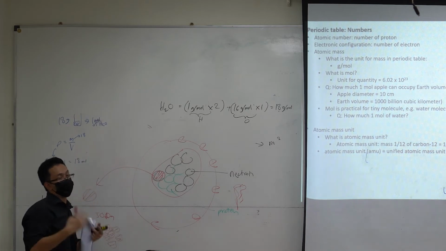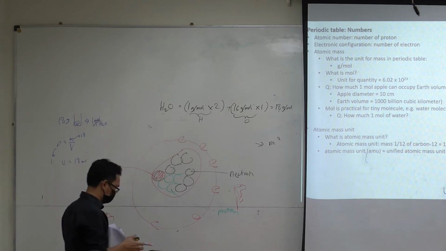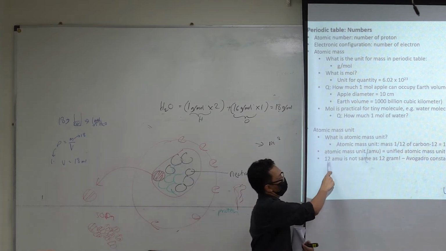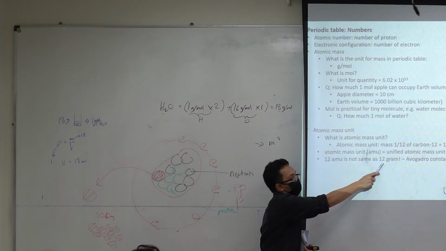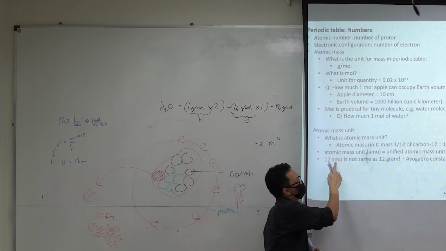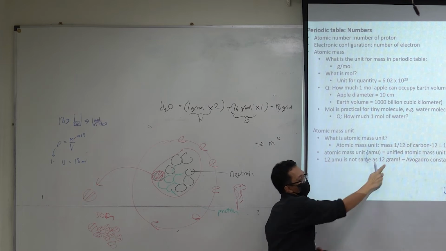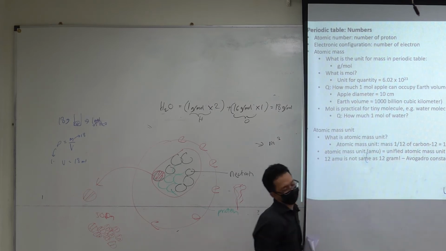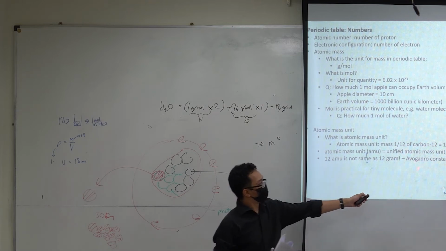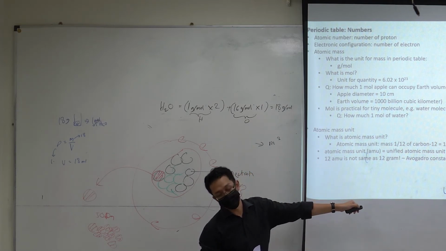So the Avogadro number, or the mole. You say that 12 AMU is not the same as 12 gram. But people want to find the relationship between AMU and the gram so that we can use it in everyday life. That's why they came up with the Avogadro constant. The Avogadro constant allows the relationship to be made.